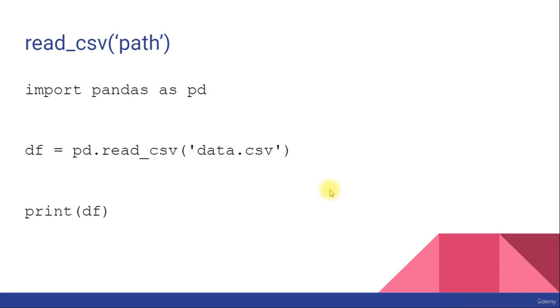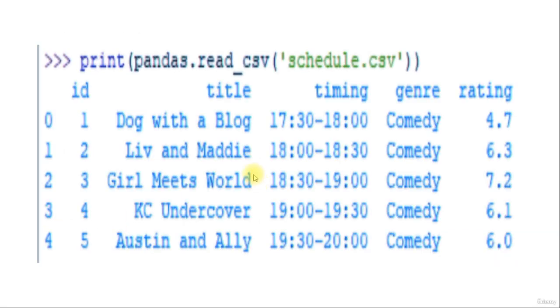I'm repeating the condition one more time. The location of your Jupyter notebook and the location of your CSV file should be the same, then this will work. You just have to give the name of the file .csv, and this entire tabular or Excel or CSV file will be stored into a data frame, and then I'll simply print the data frame.